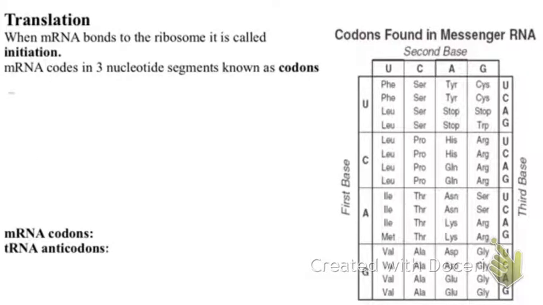mRNA codes in 3 nucleotide segments known as codons. That's something you guys know. That's a term you've seen before. You use those codons to create your bead amino acid chains.